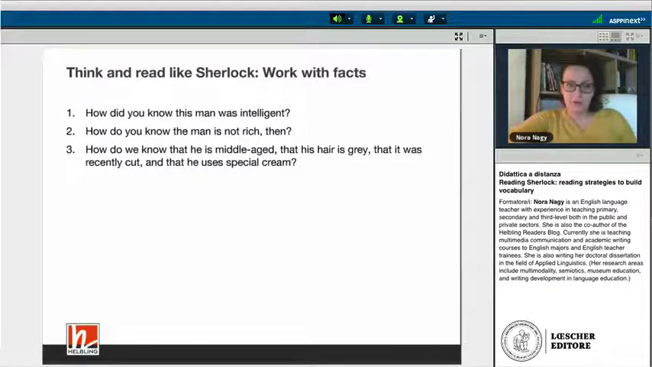Very good answers. And how do we know that he's middle-aged and that his hair is gray, that it was recently cut, and that he uses special cream? What were the clues? Someone is saying lots of trimmed hair inside it, cream perfume, crease stains, smell of hair cream, very good. Smell. So that's about the cream. But the others are saying that you can see gray hair inside. Very good. Excellent answers. You have really good memory.